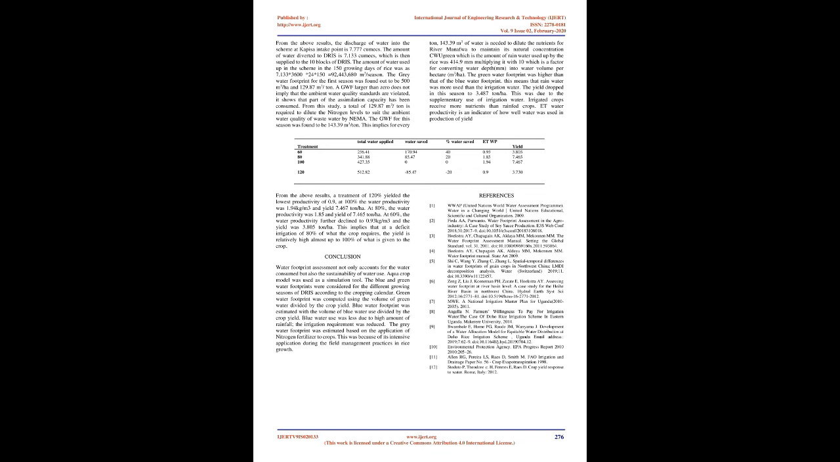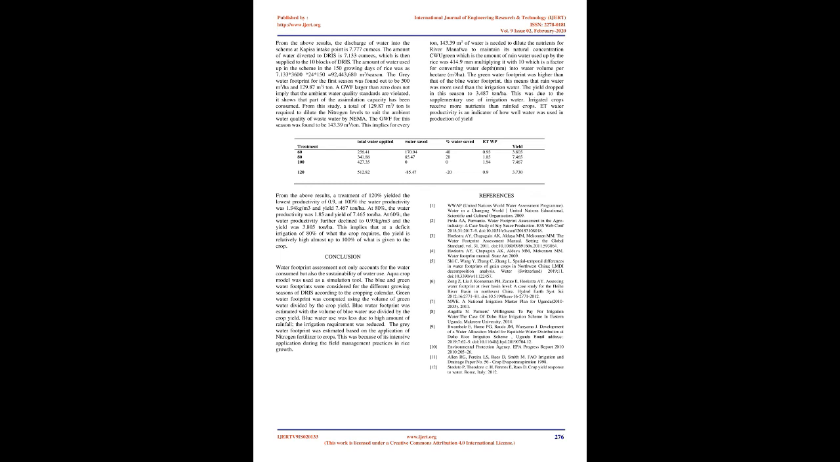CWU green, which is the amount of rainwater used up by the rice, was 414.9 millimeters. Multiplying it with 10, which is a factor for converting water depth in mm into water volume per hectare in m3/ha. The green water footprint was higher than that of the blue water footprint. This means that rainwater was more used than the irrigation water. The yield dropped in the season to 3.487 tons/ha. This was due to the supplementary use of irrigation water. Irrigated crops receive more nutrients than rain-fed crops.